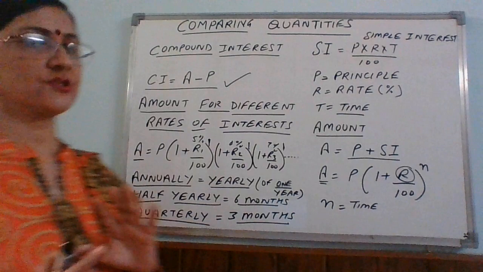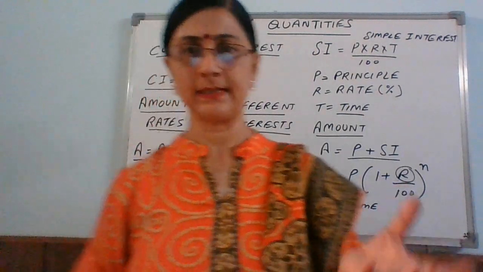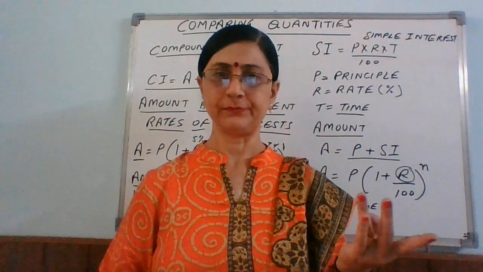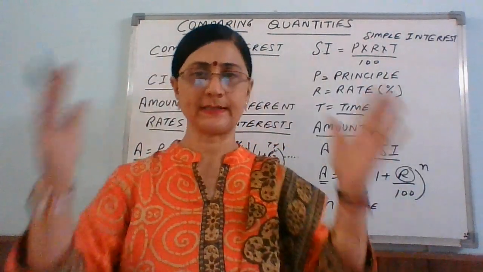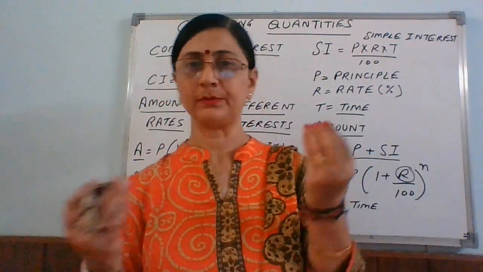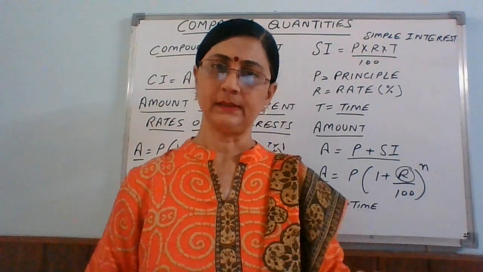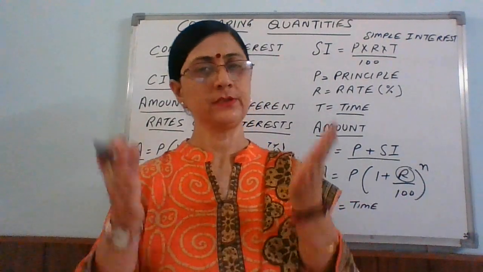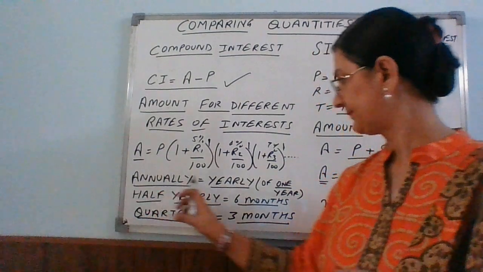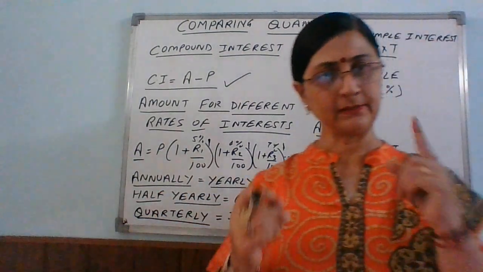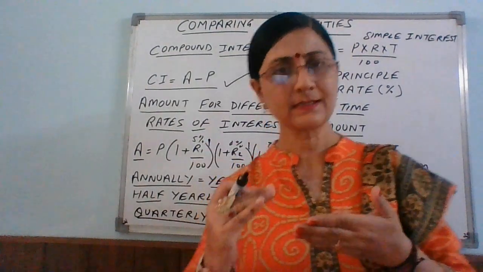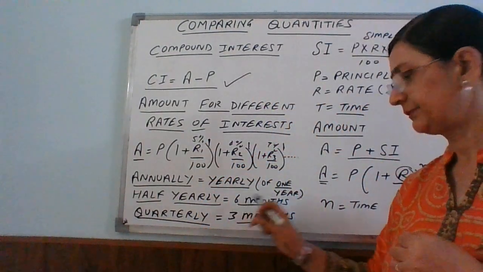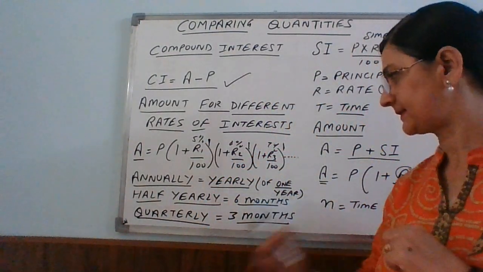Now in this chapter you will come across certain words like annually, half yearly, quarterly. What does annually mean? Annually means the whole year, that you have to calculate for the full year, whether it is the compound interest or amount, whatever. So annually means 1 full year, right? Then half yearly means half a year, 6 months. If there are 12 months in a full year, then half is 6 months.